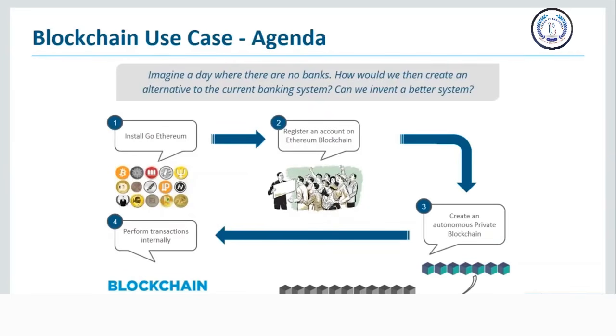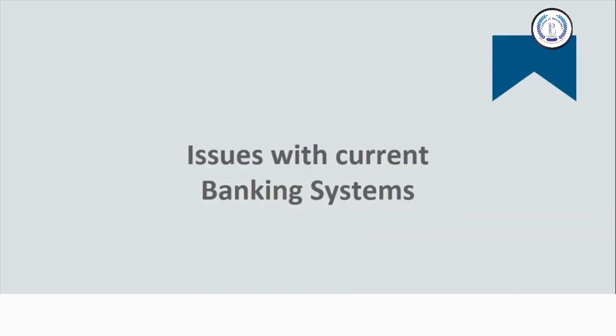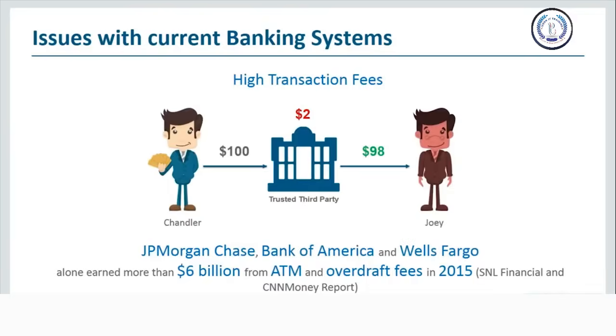So without wasting any time, let's move forward to the first topic of this session, that is the issues with the current banking system. Now the first challenge we'll be talking about is the transactional fees. Let's take a simple example here. When Chandler wants to send $100 to Joey, due to a transactional fee of $2, Joey ends up getting only $98. Now it may not seem a huge amount, but let's assume that every day there are 10,000 transactions that happen. In those 10,000 transactions, even if it's a 2% commission, it's a huge amount that we're talking about.